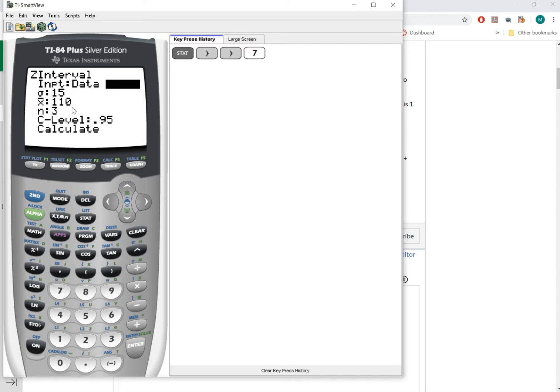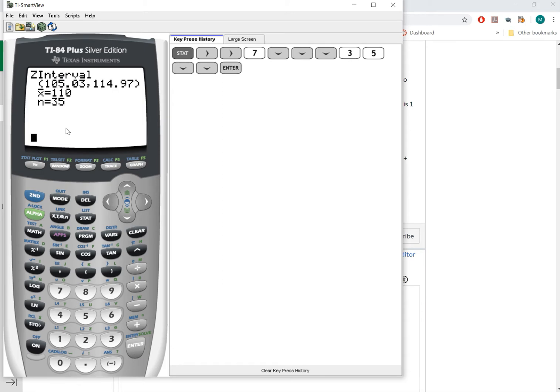So I have an example here where there is some mean of some sort. It's 110. I have a sigma, the standard deviation for the population, of 15, and a sample size of 3, very, very small sample size. And just for the sake of this example, I'm going to increase the sample size to say 35. And then I'm going to go down to calculate, and we're going to create a 95% confidence interval, and there you are.